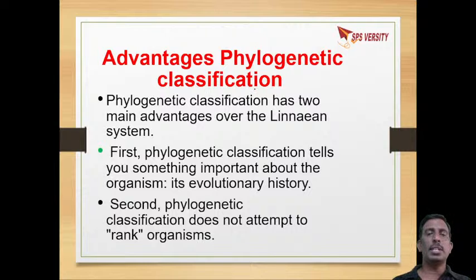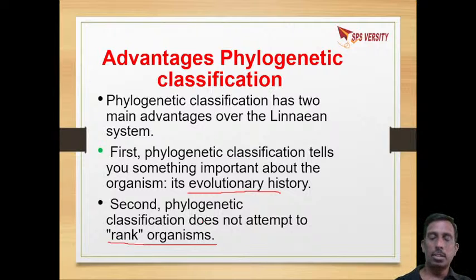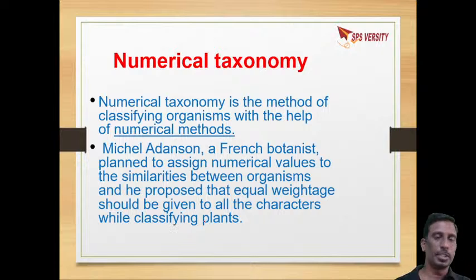When you look at the advantages of phylogenetic system of classification, there are basically two advantages. One is we can find out evolutionary history. Another one, it doesn't give any rank to organisms. So it is very easy to identify the evolutionary history and it doesn't give any rank. That's the advantage of phylogenetic system of classification.